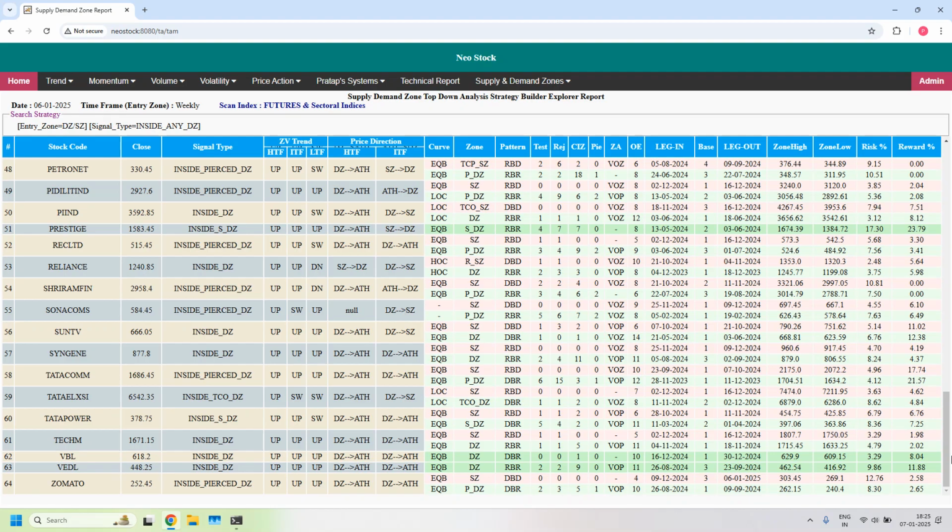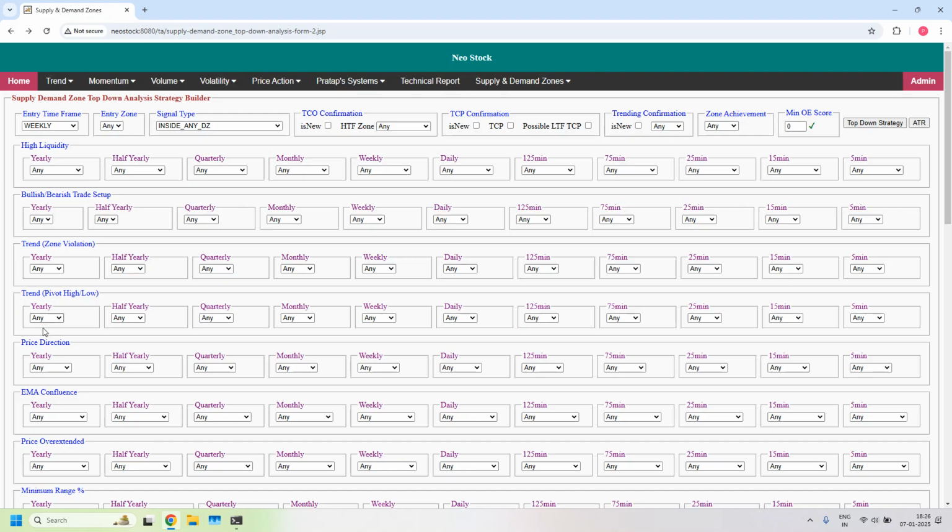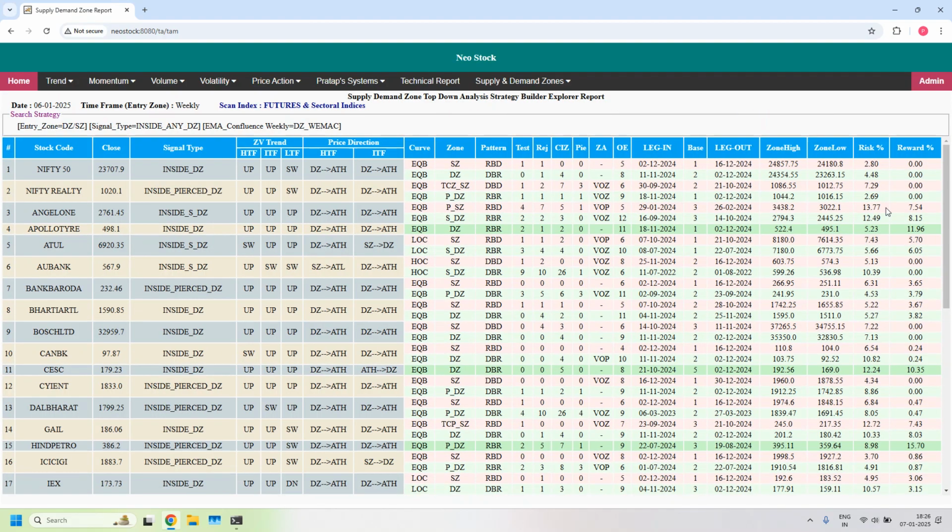Out of the 64, how many are having weekly EMA Confluence? That is the next filter. So in the EMA Confluence, weekly time frame, weekly demand zone having weekly EMA Confluence, including pierced zones. So first 17 stocks in the list. It's very simple. If you don't want pierced zone, wherever pierced count is there, ignore them in case you don't want. If you want a fresh zone, look into the count. That's it. It's a matter of few seconds time.